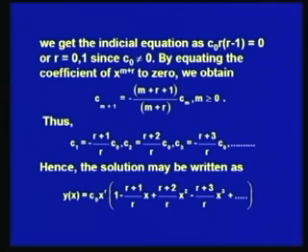C1 comes out to be -(r+1)/r times C0, C2 is (r+2)/r times C0, C3 is -(r+3)/r times C0, and when we put the values of those coefficients Cm in the expression for y(x), we will have the solution as y(x) = C0 x^r [1 - (r+1)/r x + (r+2)/r x² - (r+3)/r x³ + ...], and so on.